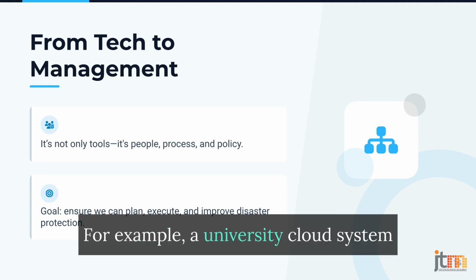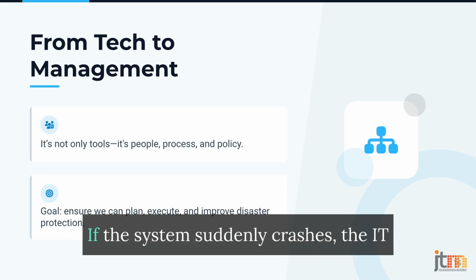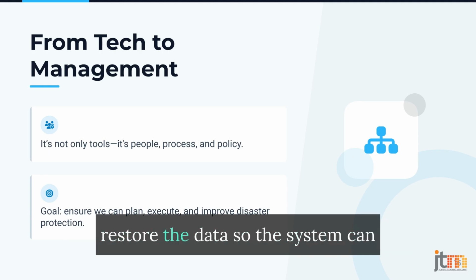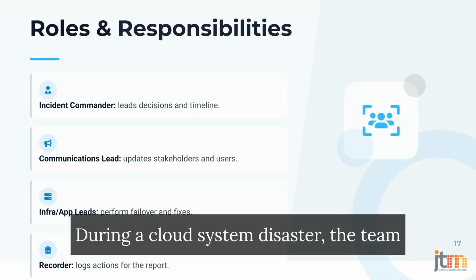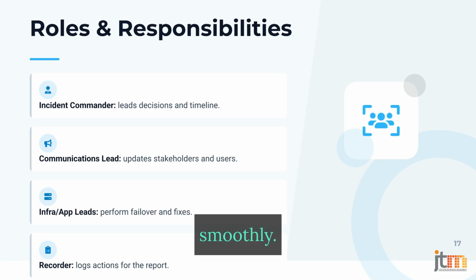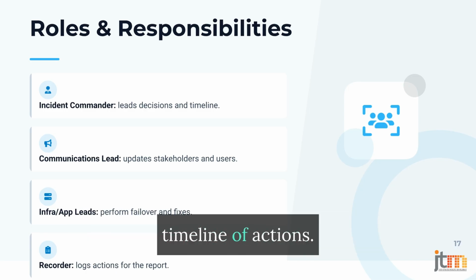For example, a university cloud system that stores student records may perform regular backups. If the system suddenly crashes, the IT team can follow the recovery process and restore the data so the system can continue operating. During a cloud system disaster, the team should assign clear roles and responsibilities so the response can run smoothly. First, assign an incident commander who will lead decisions and manage the timeline of actions.